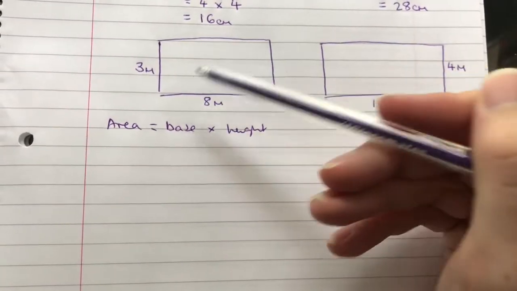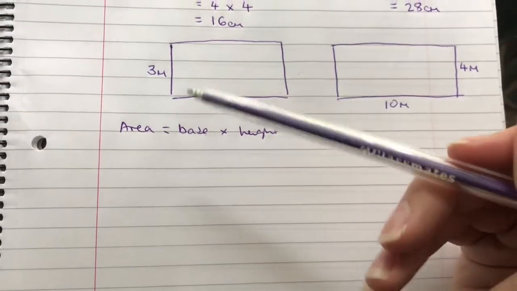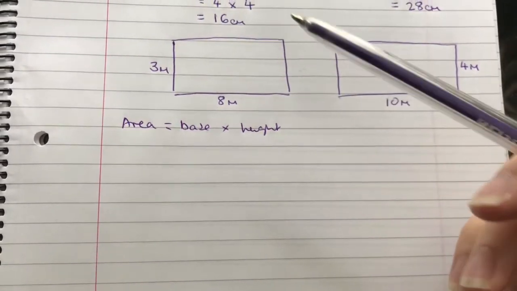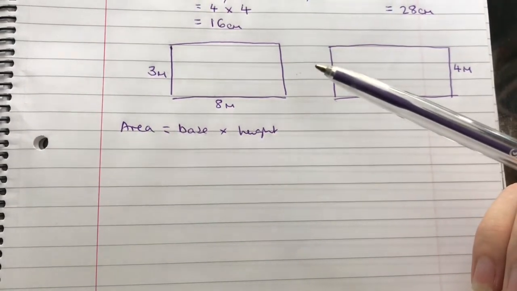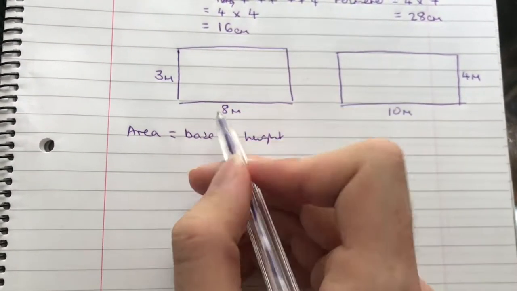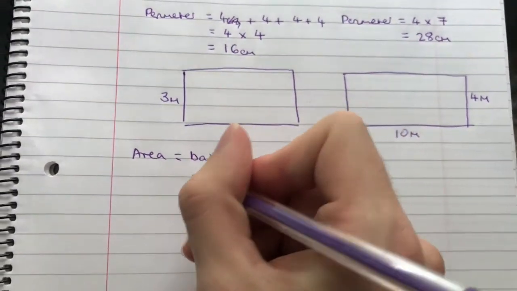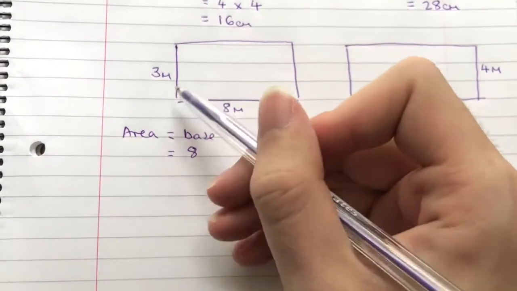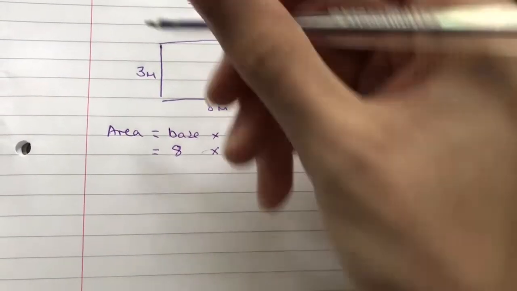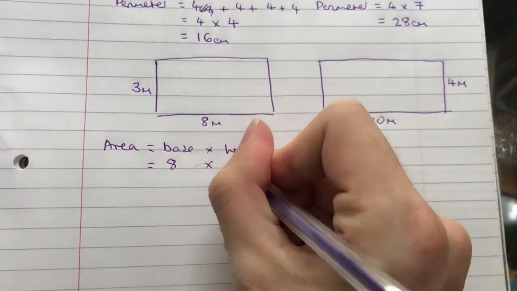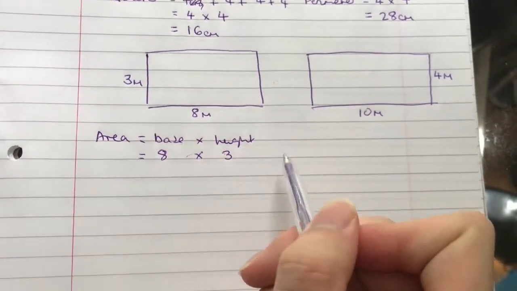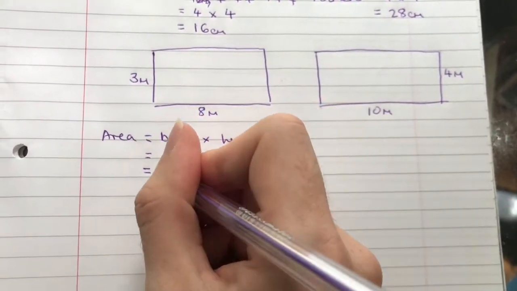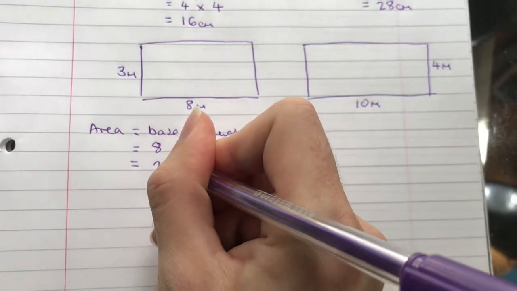Quickly draw this out, try and label, pause the video, label what is the base and what is the height. Give you a hint there. Okay, so the base is the bottom, that is 8. And the height is 3, going up. So area equals base times height, so that's 8 times 3. What's 8 times 3? That's 24.